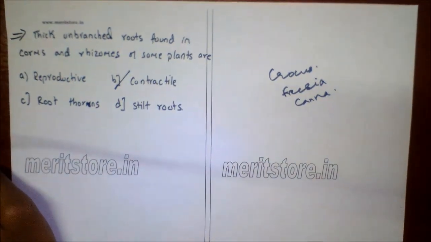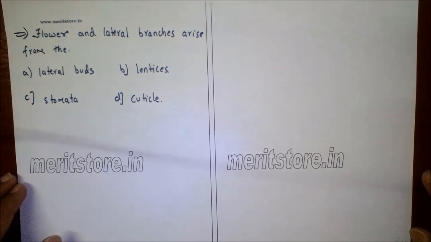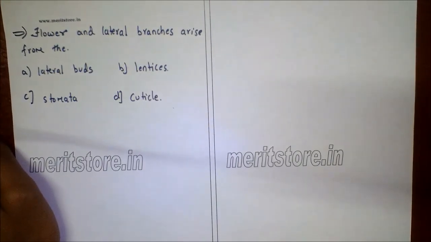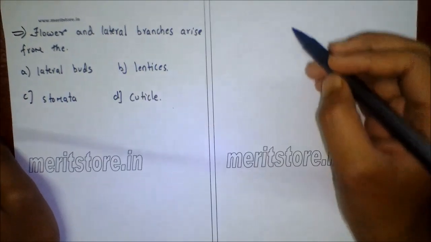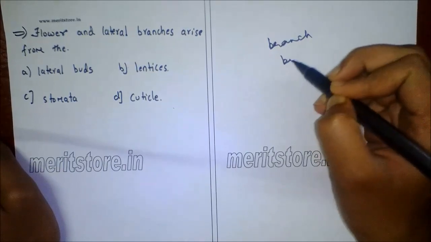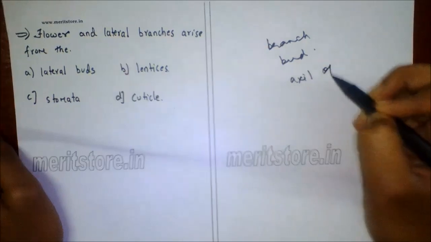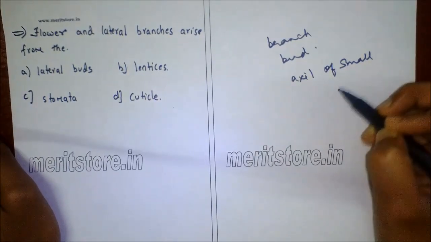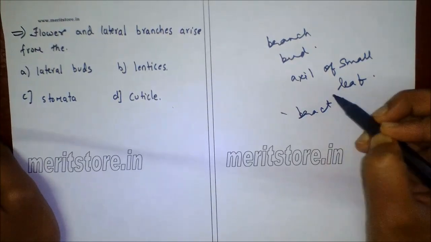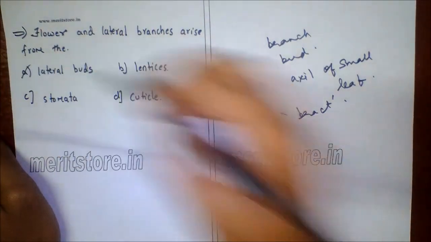Option B. Flowers and lateral branches arise from A. lateral buds, B. lenticels, C. stomata, D. cuticle. The flower and lateral branches usually develop from a bud growing in the axil of a small leaf-like structure known as bract. Such buds are known as lateral buds. So option A is the correct answer.